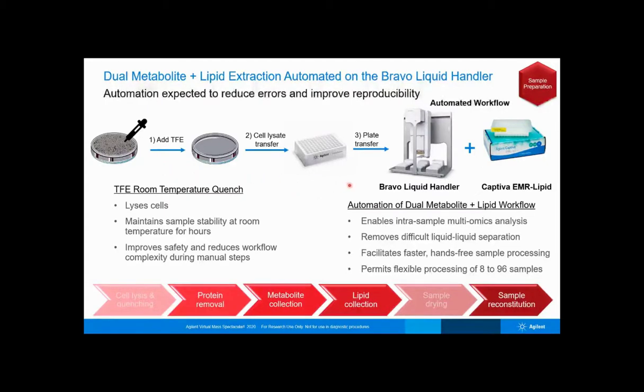We have automated on the Agilent Bravo liquid handler the separation and collection of metabolites and lipids using the Captiva EMR lipid solid phase extraction plate. This automation provides access to intrasample multi-omics analysis through hands-free sample prep. The automated method can be set up to allow processing of 8 to 96 samples at a time by using 1 to 12 columns of a 96-well plate.